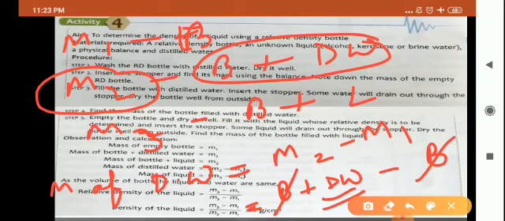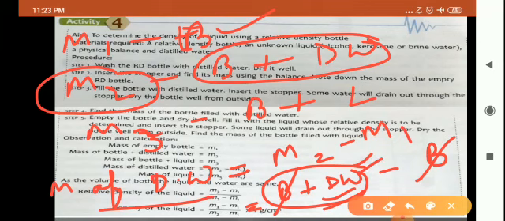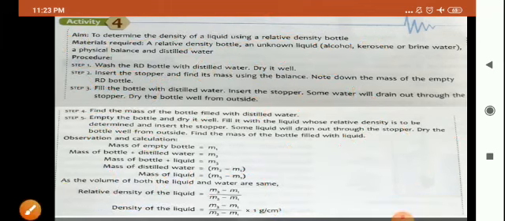Just look here on the screen. If you have to find the mass of the distilled water, then what will you do? From the combined mass of the bottle and distilled water, you subtract the mass of the empty bottle, which was the individual mass. Then the mass of the empty bottle will get cancelled and you will be left with the mass of the distilled water. Okay, M2 minus M1. So you have got the mass of the distilled water.